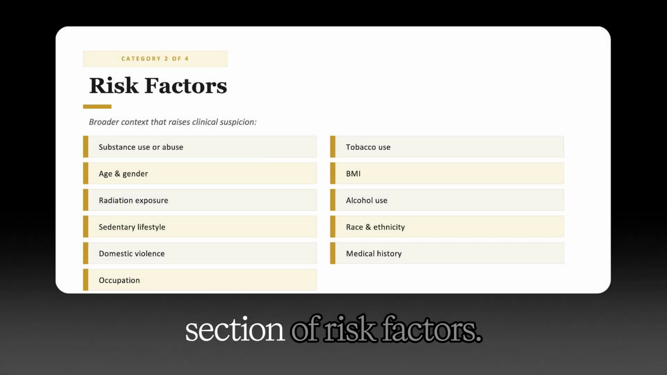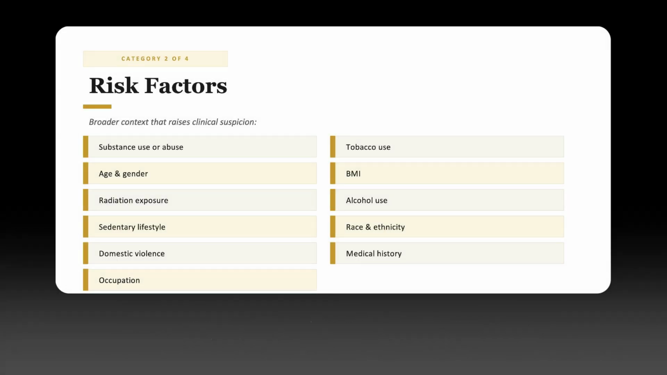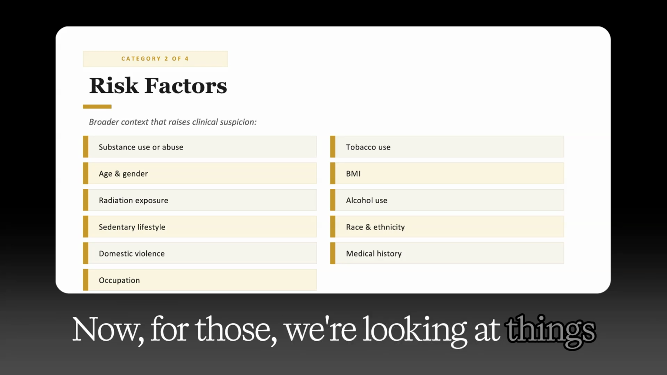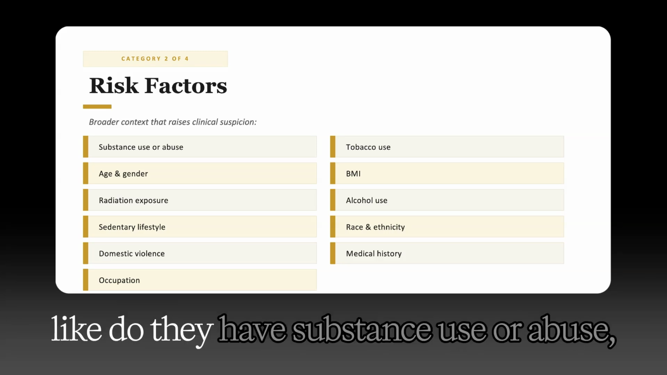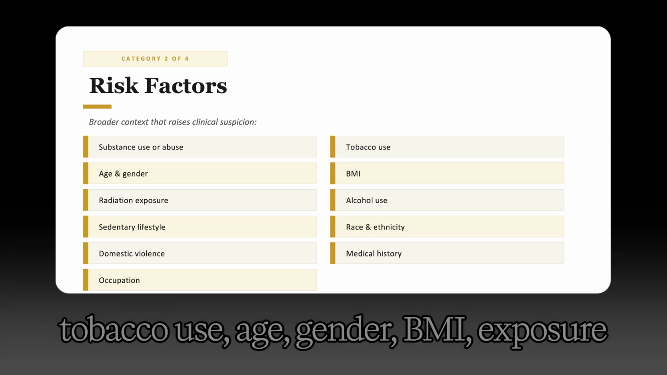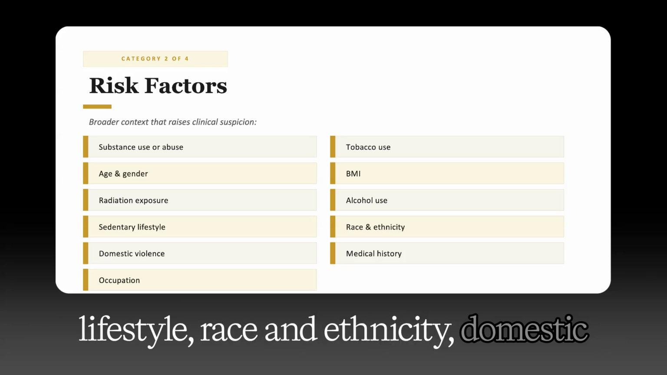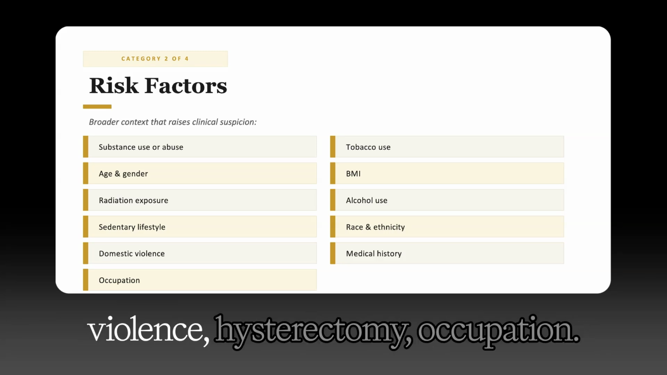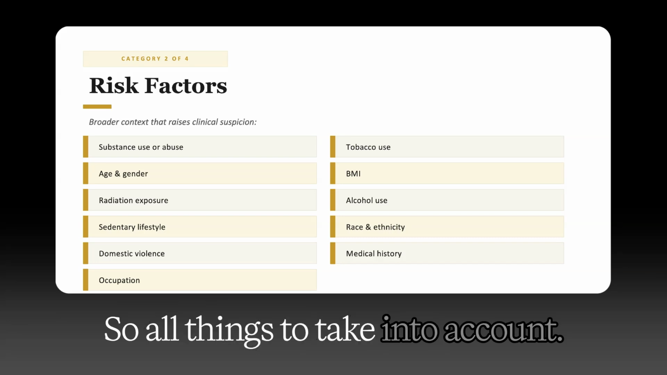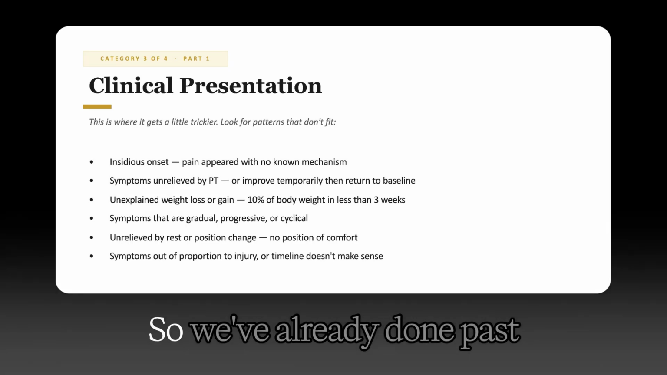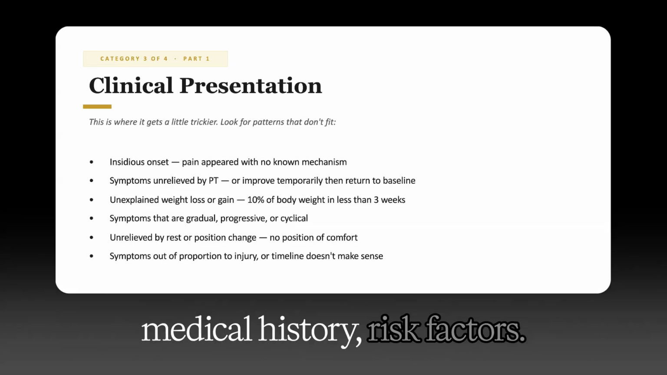Moving on to the next section of risk factors. Now, for those, we're looking at things like, do they have substance use or abuse, tobacco use, age, gender, BMI, exposure to radiation, alcohol use, sedentary lifestyle, race and ethnicity, domestic violence, hysterectomy, occupation. So all things to take into account. So we've already done past medical history and risk factors.